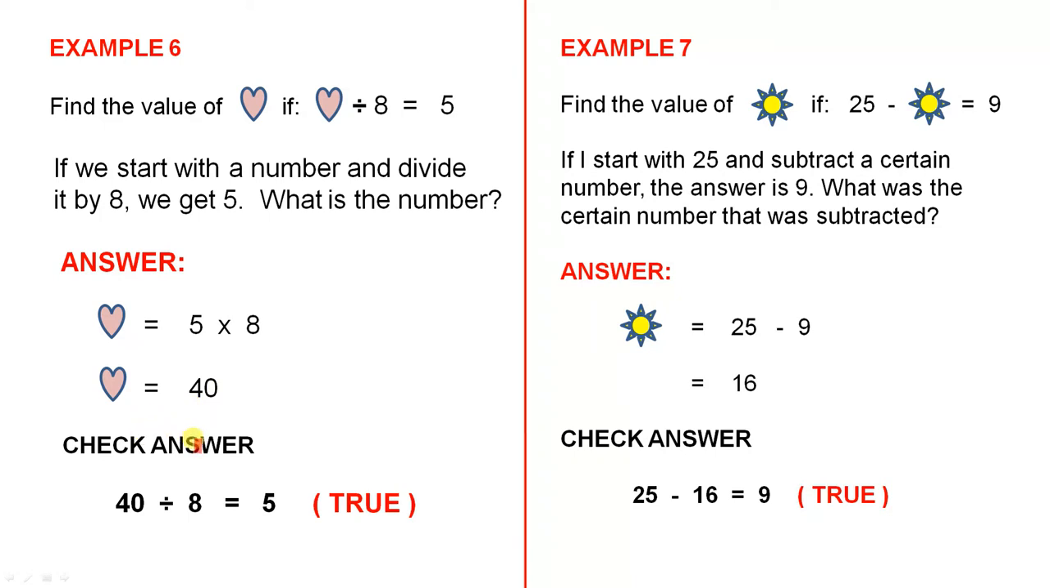Now, we have to check the answer. 40 divided by 8 equals 5, and that's true.